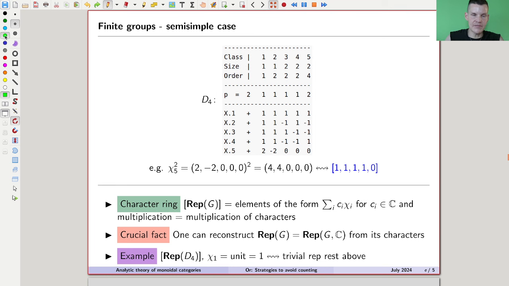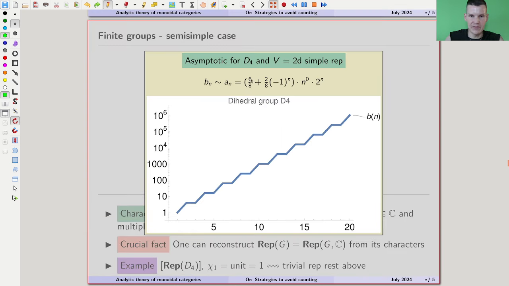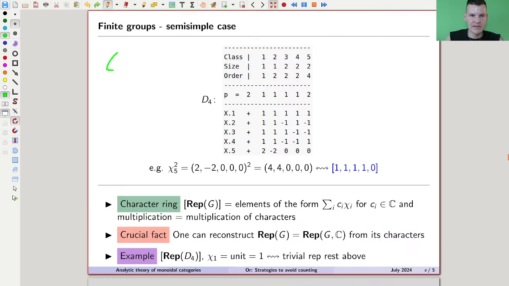And in this case, the formula looks as follows. Let me just write it down. 6/8 and 2/8. So 8 is the order of the group. All fine. So this guy here is 6.